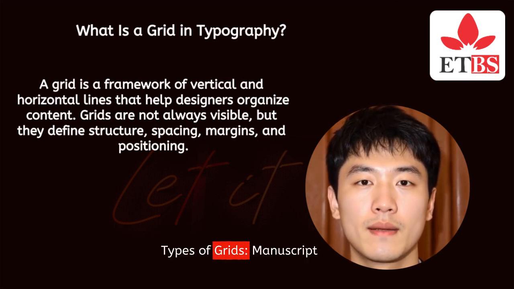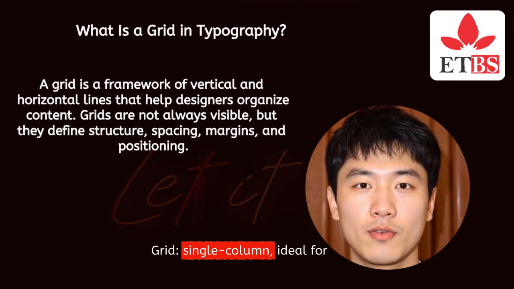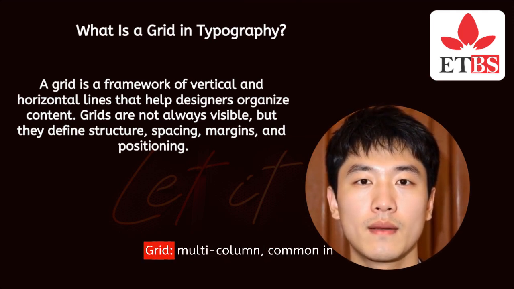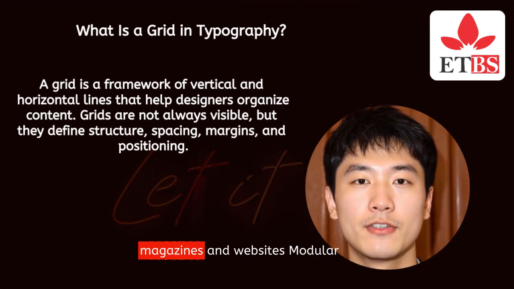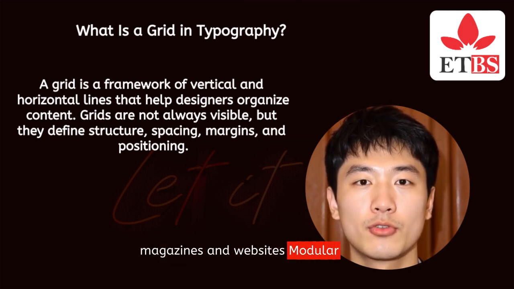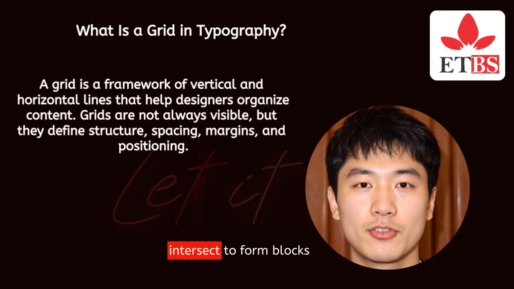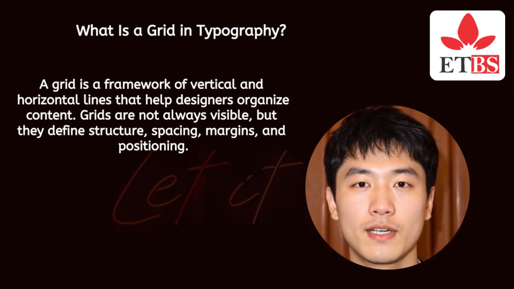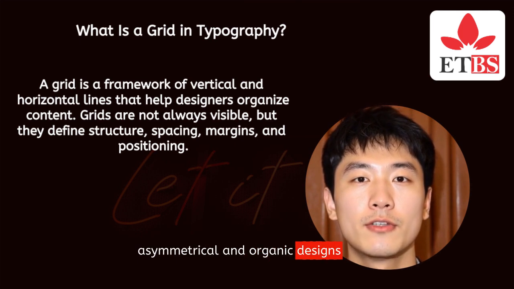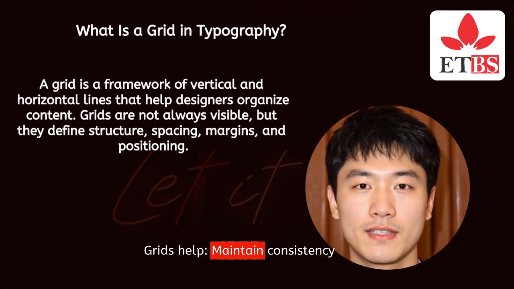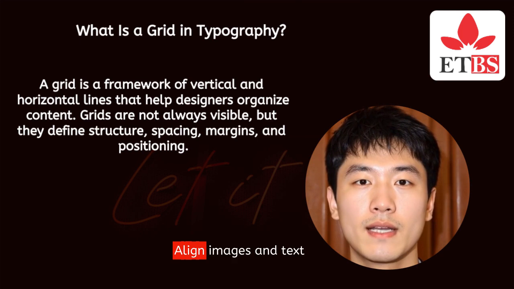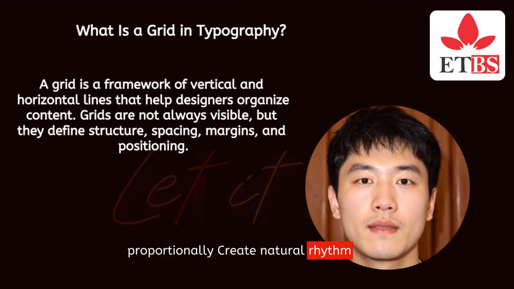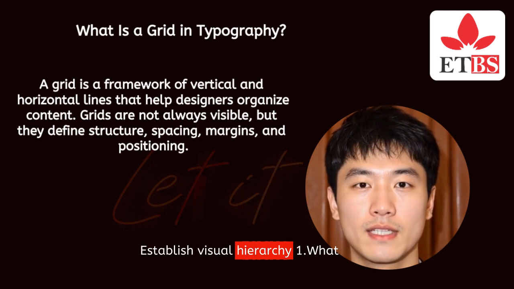Types of grids: manuscript grid, single column, ideal for books and essays; column grid, multi-column, common in magazines and websites; modular grid, rows and columns intersect to form blocks; hierarchical grid, flexible for asymmetrical and organic designs. Grids help maintain consistency, align images and text proportionally, create natural rhythm, and establish visual hierarchy.